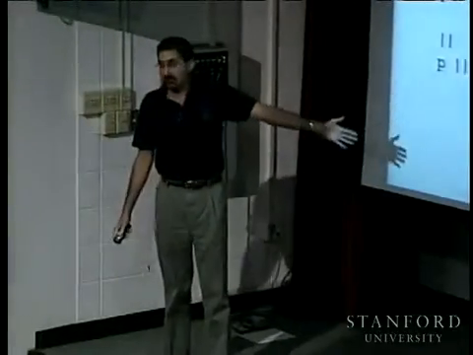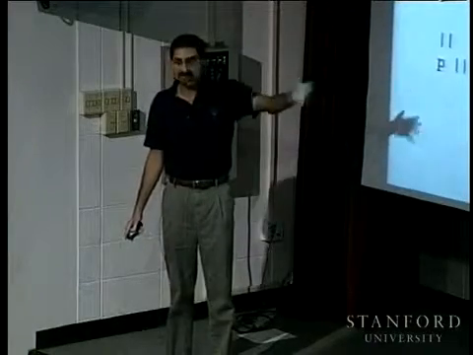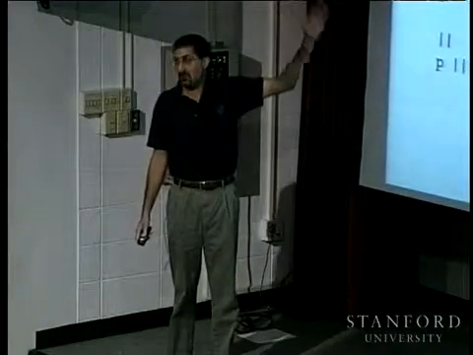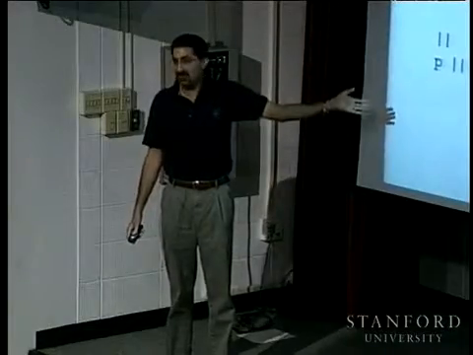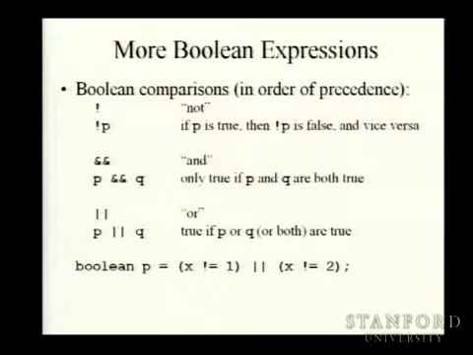And these are in order of precedence. So your nots get evaluated first, then your ANDs, then your ORs. Much in the same way that parentheses get evaluated first, then multiplication, division, then addition and subtraction, same kind of thing. So we can look at an expression, for example, Boolean P equals something like this. And notice I've fully parenthesized it to make it a little bit more clear. X is not equal to 1 or X is not equal to 2.